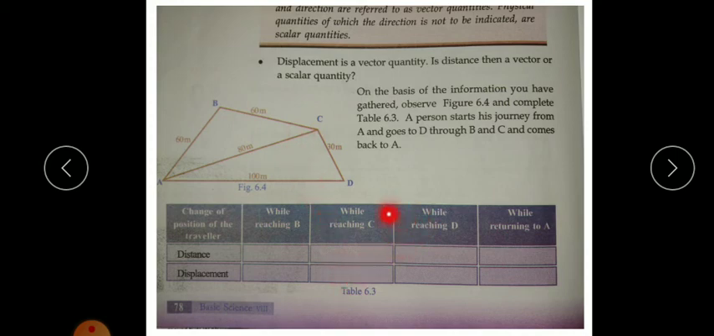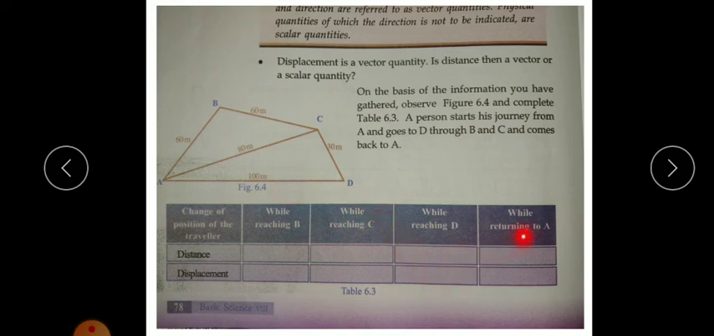While reaching D, here you can see the D. So the person starts from here, goes to this point, then C, then D. The length of the path traveled is 60 plus 60, 120, 120 plus 30, that is 150 meter. What about displacement? This is the final position, this is the initial position. So the straight line distance is 100 meters. So write the answer here, 100 meter.